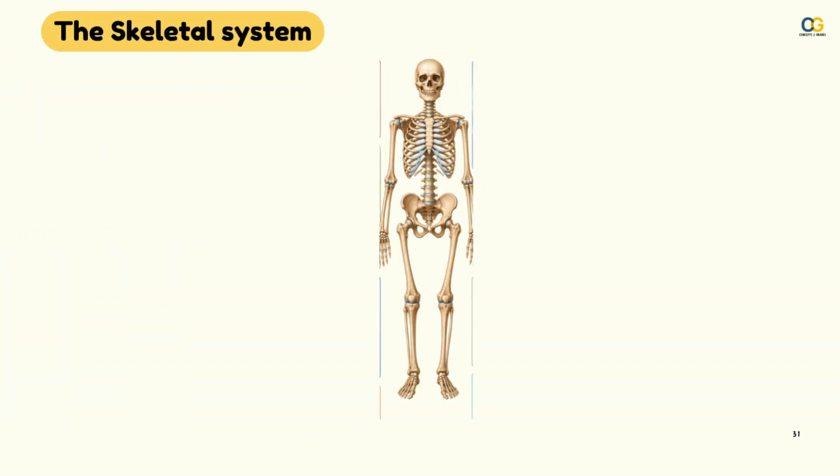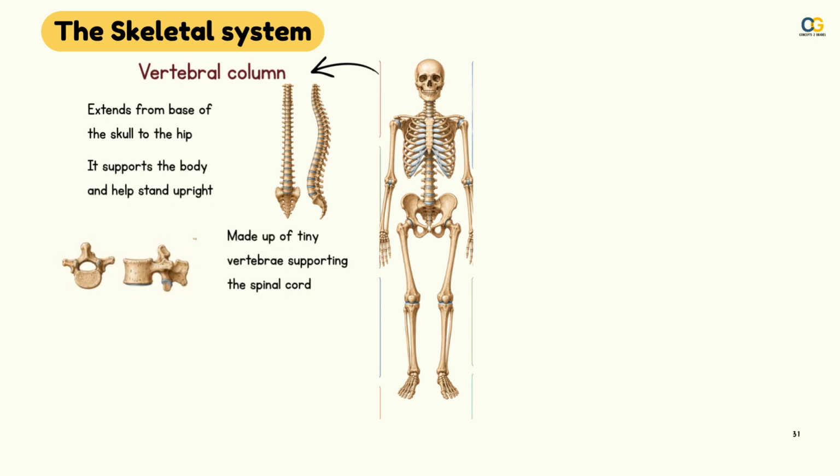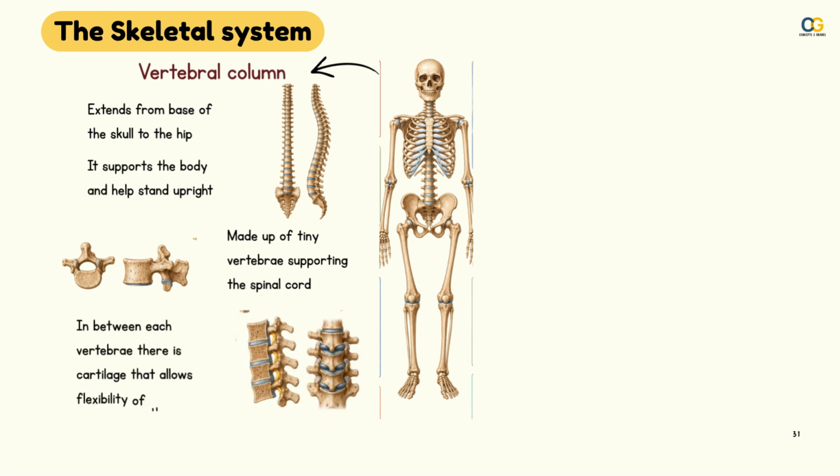Moving on to the skeletal system, the entire skeletal system of our body is present to give structure and protection to our body. The vertebral column, which is present on our back, extends from the base of the skull to the hip. It supports the body and helps stand upright. It is made up of tiny vertebrae and which help support the spinal cord. In between each vertebrae, there is cartilage that allows the flexibility of the bone.